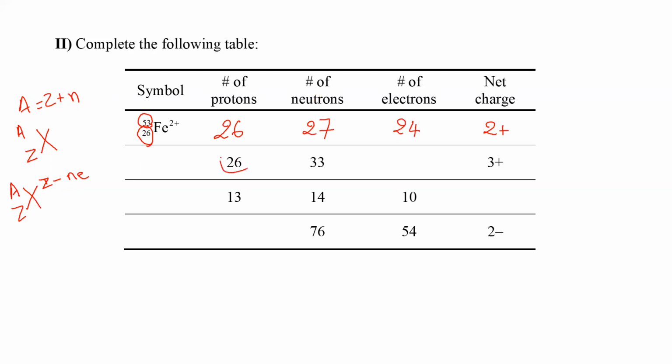Here they give us the number of protons Z. So we know that it's going to be iron, if we look on the periodic table, so we have 26. And the number of protons plus the number of neutrons, 26 plus 33, will be equal to 59. The net charge is 3 plus. That means that I have 3 more protons than electrons. So 26 minus the number of electrons will be equal to 3. Okay, so it's going to be 23.